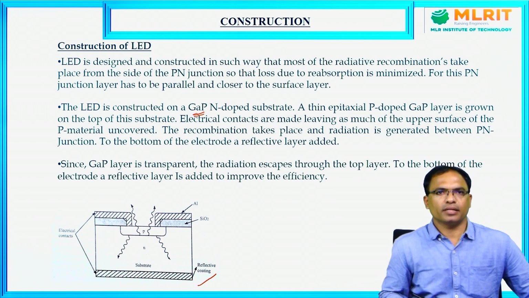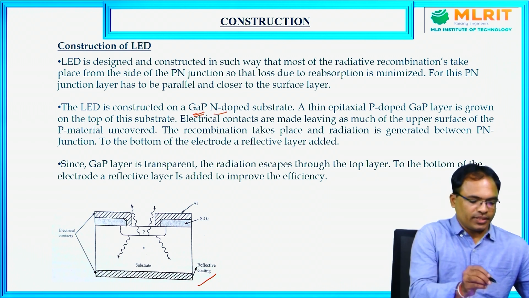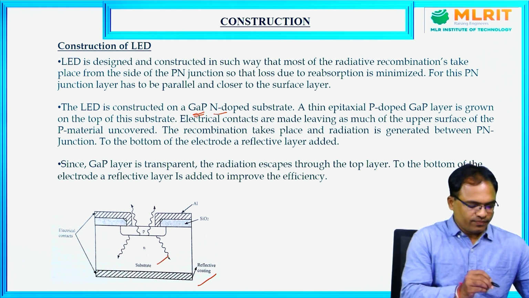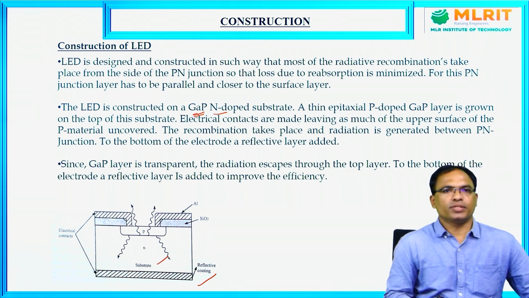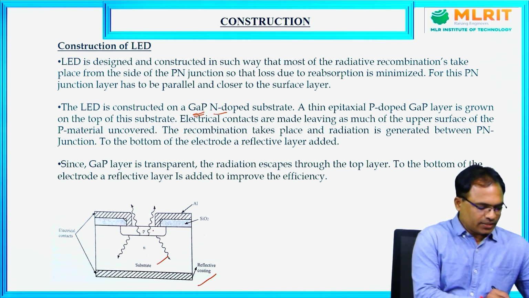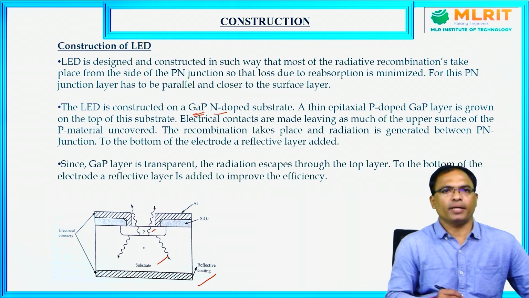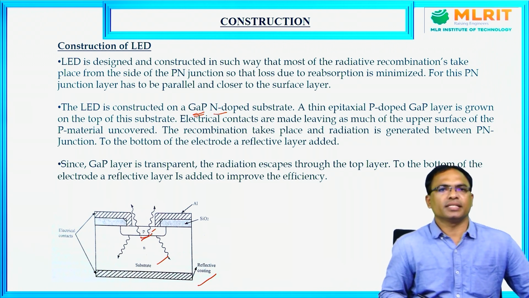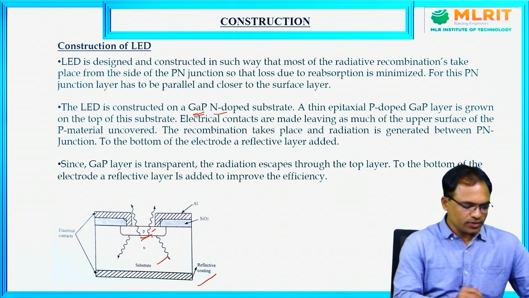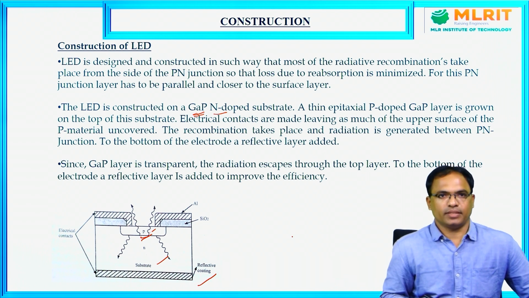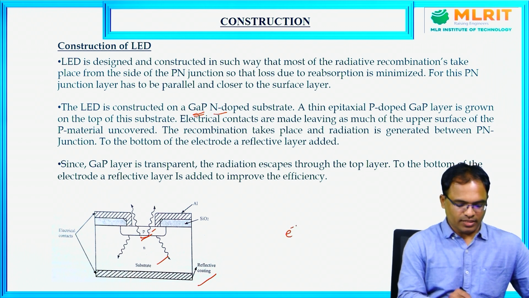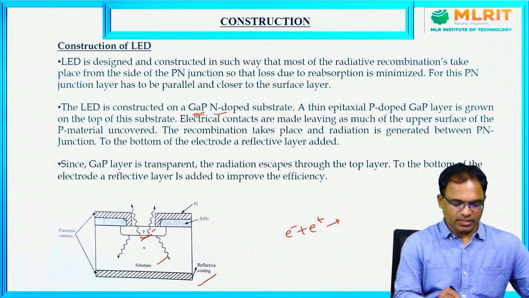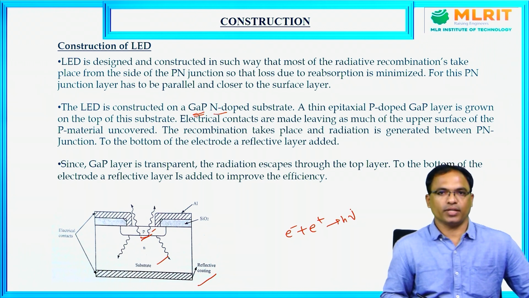When this compound semiconductor is doped with n-type material, it becomes an n-type substrate. On this n-type substrate, p-type gallium phosphide is grown. Between p-type and n-type gallium phosphide, one p-n junction is there. At this junction only, recombination of electrons and holes takes place. Due to recombination of electrons and holes, emission of energy takes place, particularly in the form of light. So when an electron and hole recombine at the junction, energy is emitted in the form of photons.